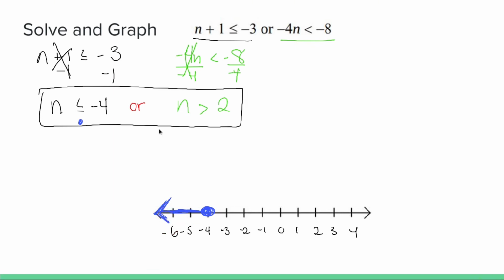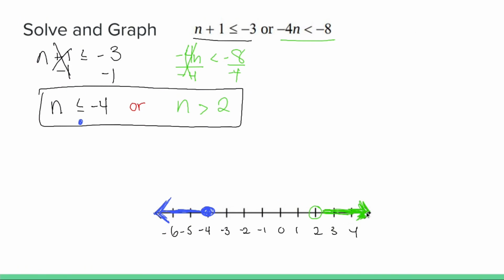Since you're already green, I'll keep it green. n is greater than 2 means you don't fill in the circle at 2, and you shade to the right. Now, these shadings mean that if I pick any of these numbers, that will satisfy the answer up here. And since this is or, this green one came from this one.